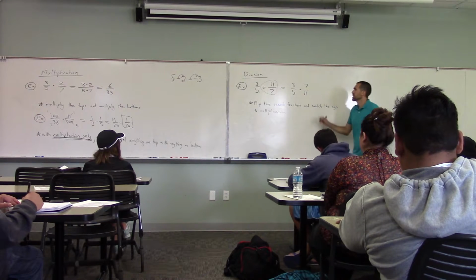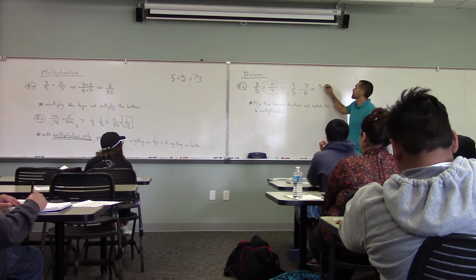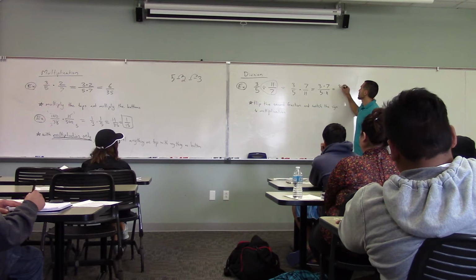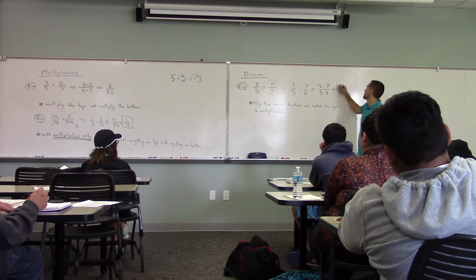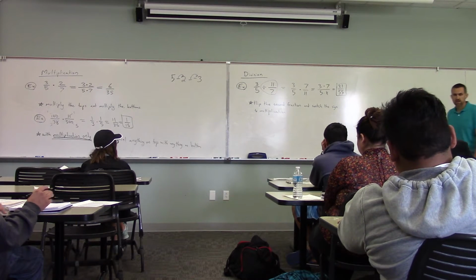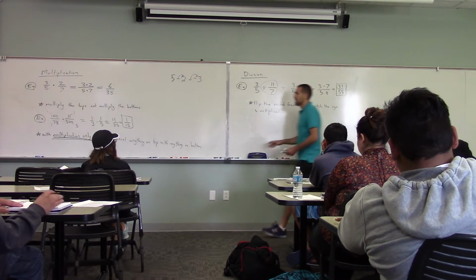Anyways, so going on, this is 3/5 times 7/11. And now it's just multiply the tops, multiply the bottoms. If there was canceling, great. These are all prime numbers. So it's 21/55. Perfect.